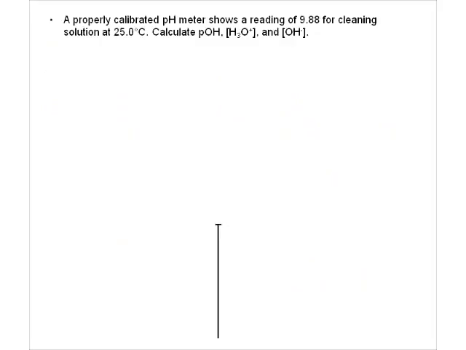Okay, here's another calculation that we can do. It says a properly calibrated pH meter shows a reading of 9.88. So that's pH, right? It's a pH meter, so it's showing a pH of 9.88. We want to calculate pOH, H3O plus, and OH minus. Let's list all the things we're given. We're given the pH, and here are the things in blue that we want to calculate: the pOH, OH minus, and H3O plus.